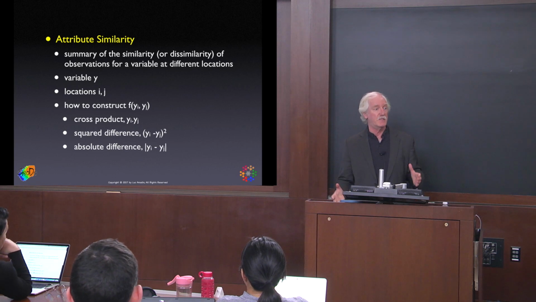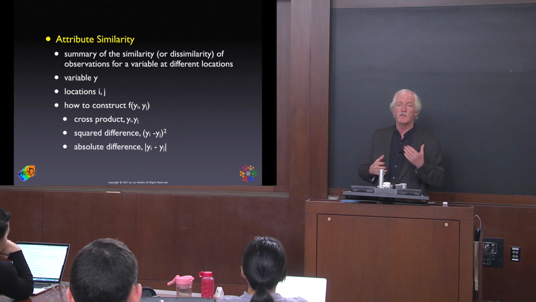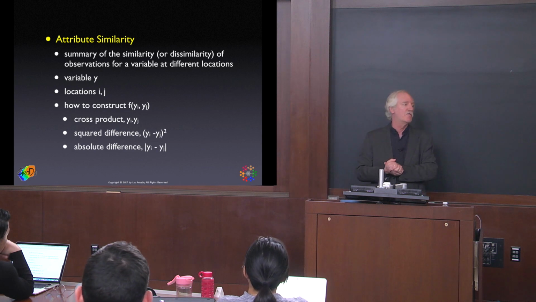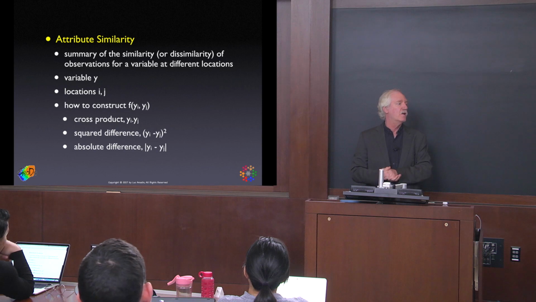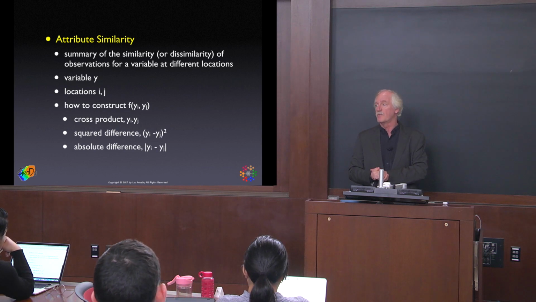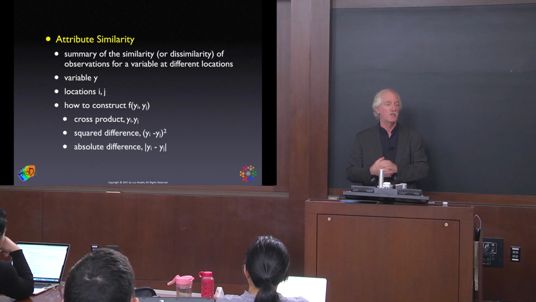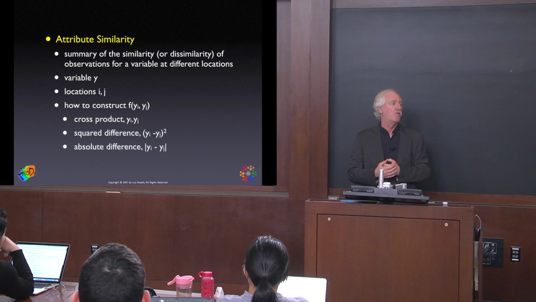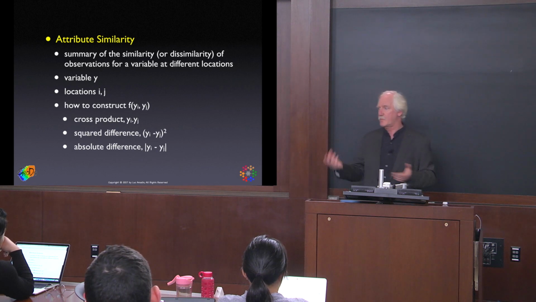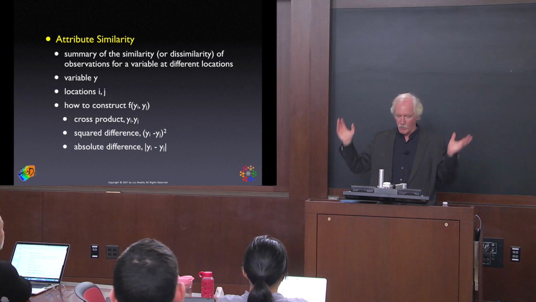So the tricky part is, how do we combine this? Think of this in abstraction as a function that combines the value of a variable y at i with the value of a variable at a different location, y at j. So we need some function f of y_i and y_j. We can take the cross product, square difference, absolute difference, cosines. There's a whole bunch of these, right?